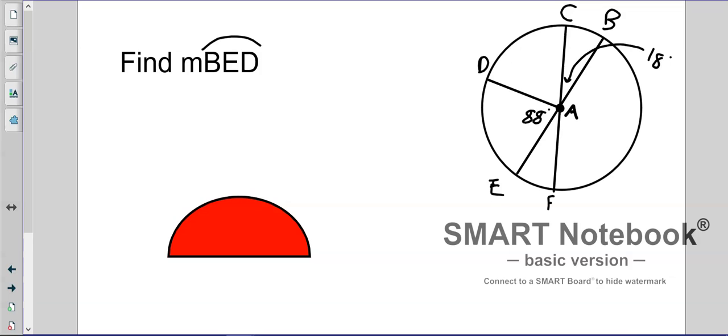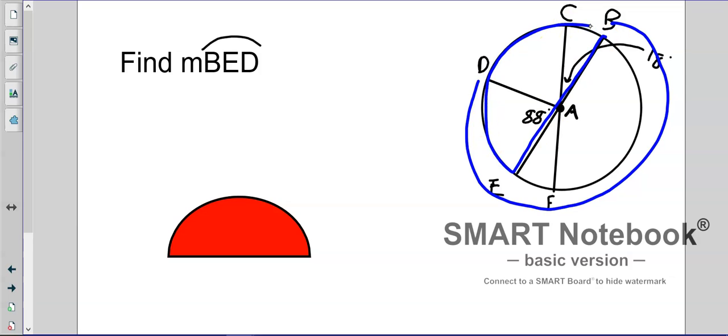All right, find arc BED. Okay, B. Now remember, we're going towards E to D. All right, so I'll just fill in the numbers first. So right here we have 18. Now notice we have a semicircle here. So if we do 88 plus 18, okay, then we get 106. If we subtract that from 180, that will give us that missing piece there of 74. So we can put 74 in here.